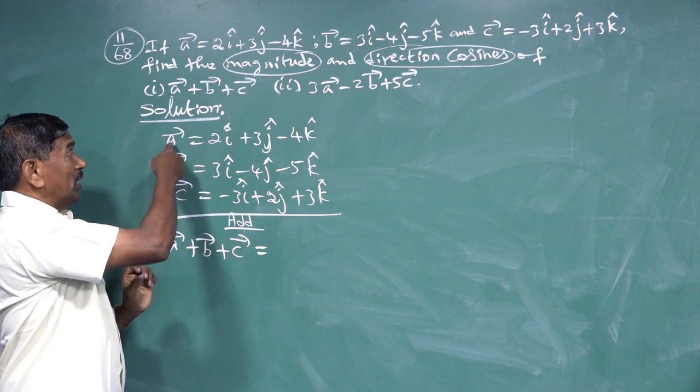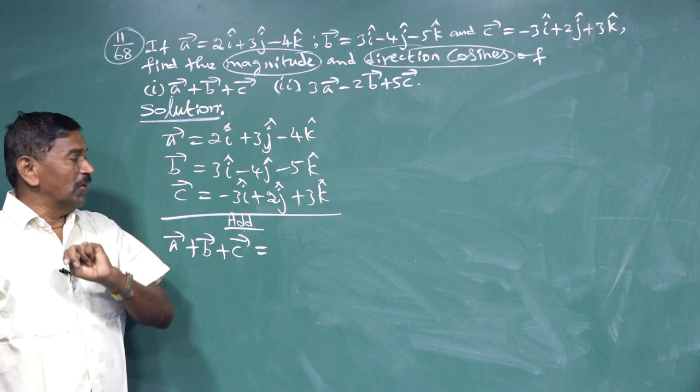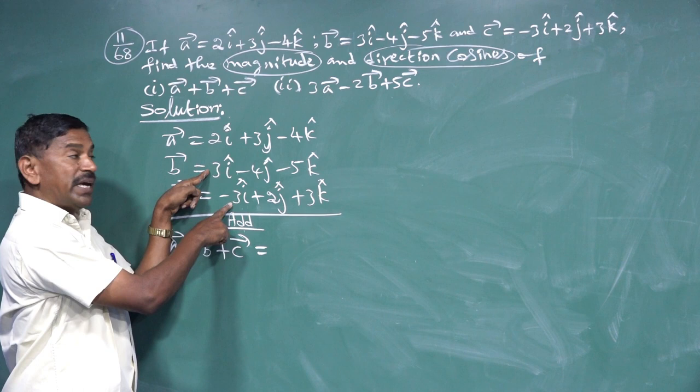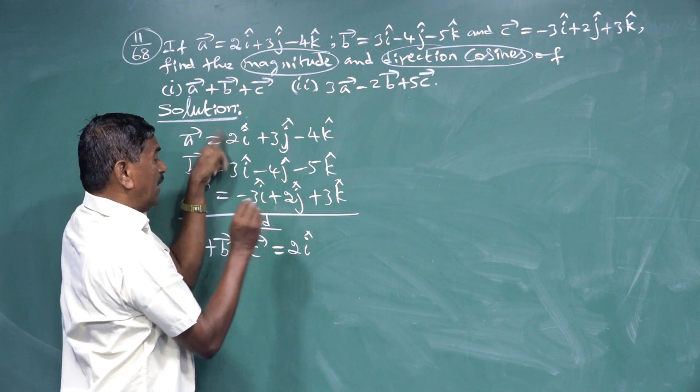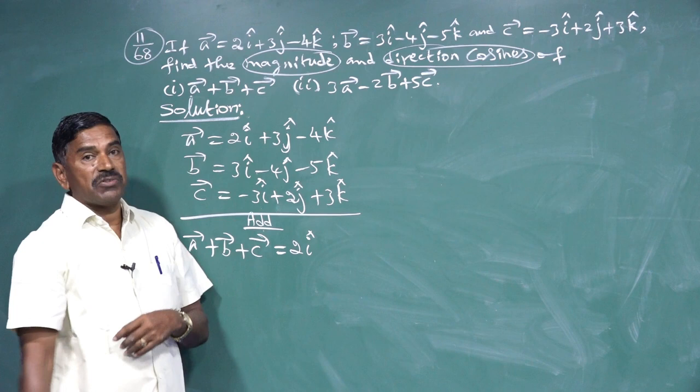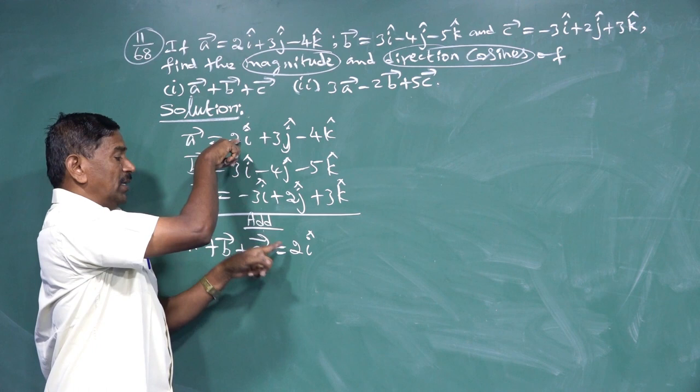Clear. Now, what is the RHS addition? Plus 3i cap, minus 3i cap, cancel. What is remaining? 2i cap. Very good. See, we add i separately, then j, then k. It is our aim. While adding, minus 3i cap plus 3i cap cancel, remaining 2i cap. Come to j.